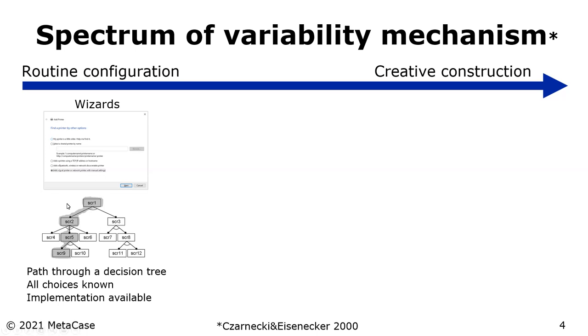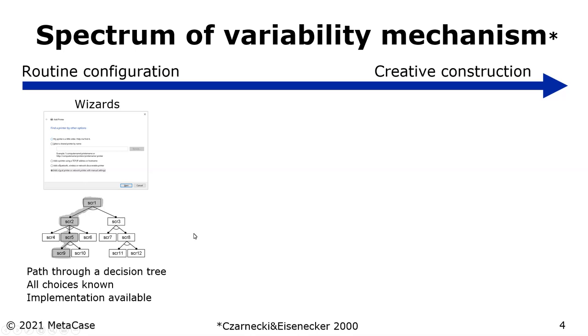And basically, someone has defined a decision tree so that when you make decision number two, then there are three options, and you navigate the path here. And all choices are known and all implementations are available. Just like when you are saying that I would like to add a printer to my network or Bluetooth or whatever, based on these decisions, it makes your navigation here.